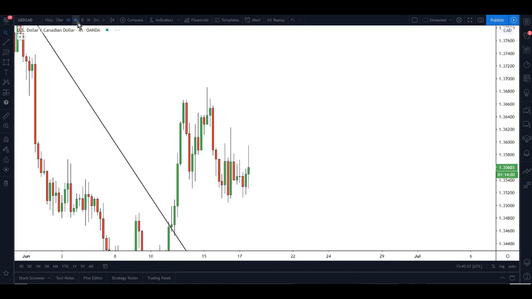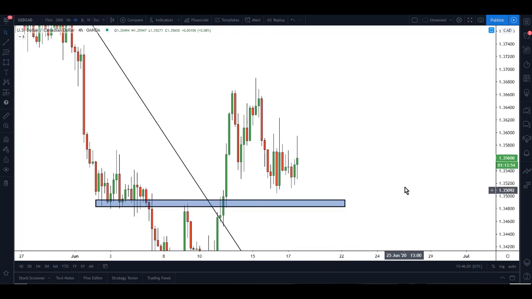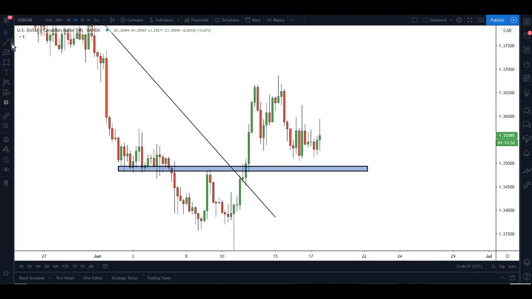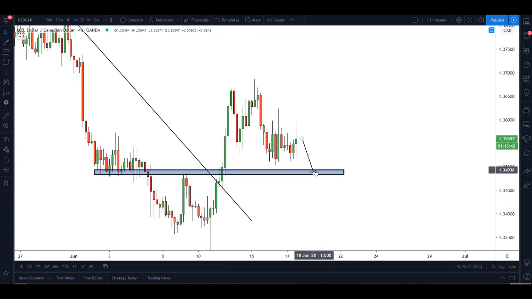I'm looking at this, and potentially we could possibly just see it come and test that little area there. Look, where we saw a little bit of support there. So again, this would be an inverse head and shoulders pattern. So if you see price come into this zone, then I'd really be looking for a rejection, something like that. So those are the dollar pairs of interest to us.